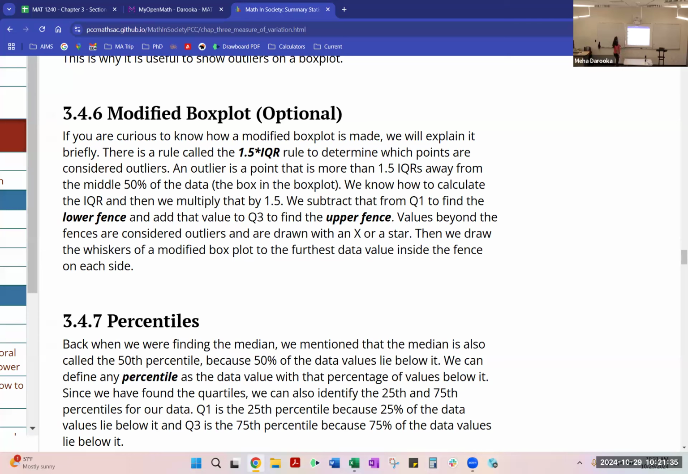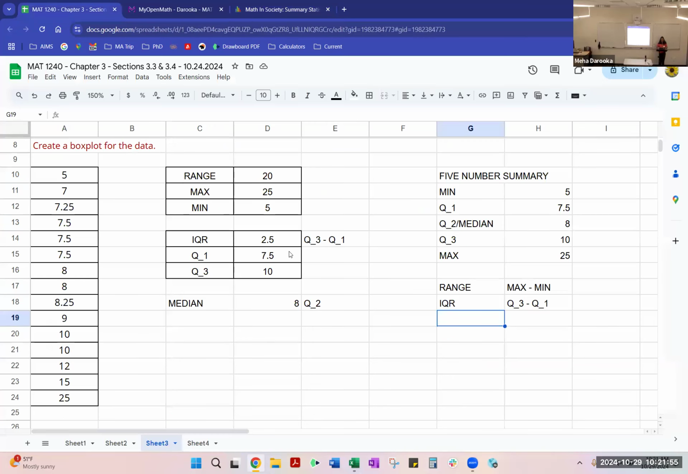Then we subtract that from quartile 1 to find your lower fence, and add that value to Q3, or quartile 3, to figure out what the upper fence will be. So anything that's smaller than the lower fence and anything that's larger than the upper fence would be considered an outlier.